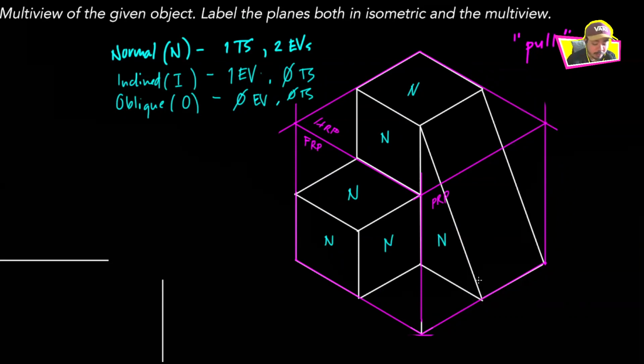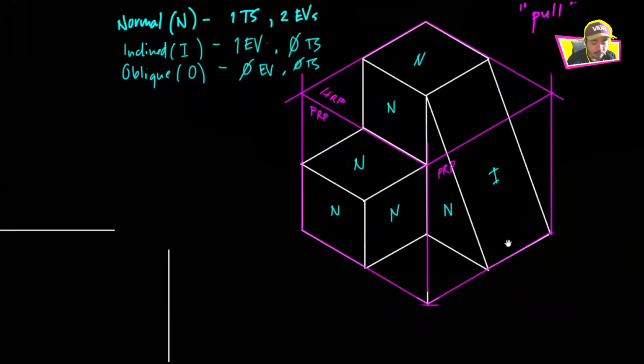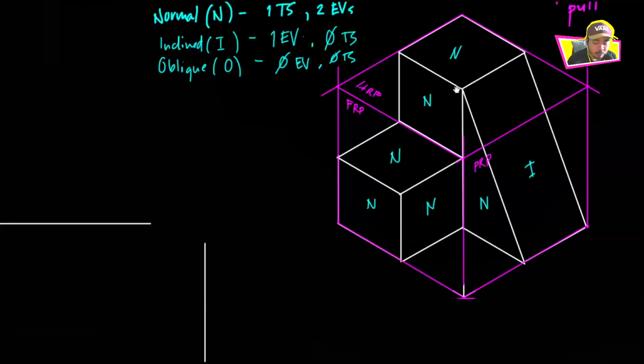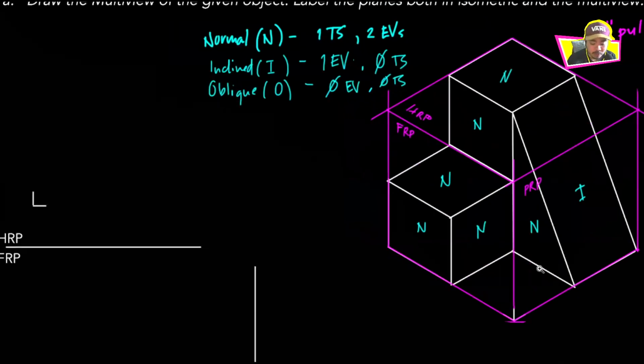So it's a bit difficult, but if you can readily imagine the object, I would not imagine that you will have any problems with it, even if it is oblique. So in this case, this one is inclined. We can see that we have all normals and only one inclined. So this should be an easy draw.